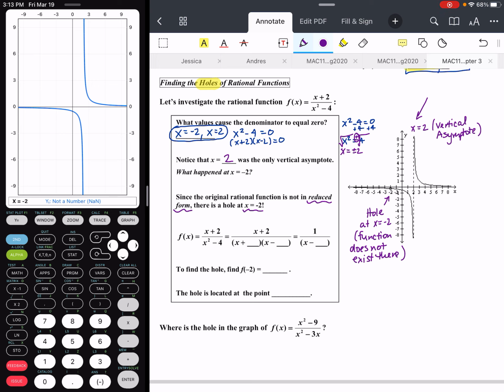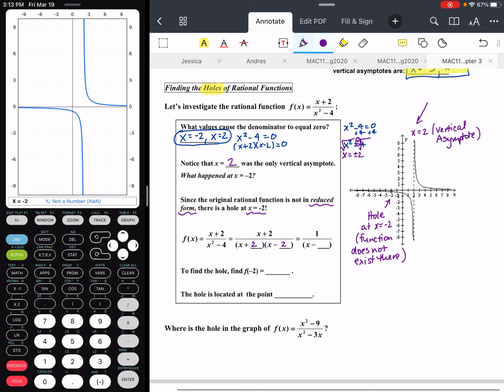Okay, so let's take a look at that original function. f of x equals x plus 2 over x squared minus 4. I could factor the denominator to get x plus 2 times x minus 2. And when I factor, that means that I can cancel out the matching x plus 2 factors from numerator to denominator. So that leaves me with my simplified function, 1 over x minus 2.